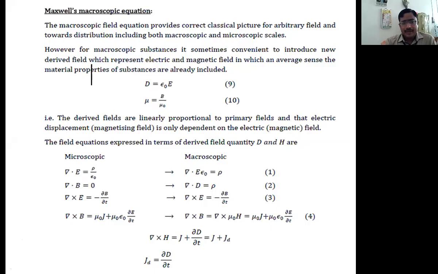मग काय येतं? Let us substitute this value of D here. ते येतं del dot epsilon 0 E is equal to del dot D is equal to rho. This is the first Maxwell's equation in macroscopic form. बघा फक्त काय केलं आपण, D is equal to epsilon 0 E substitute केलं. इथे किंमत टाकली, ह्या इक्वेशनला सिम्प्लिफाय केलं del dot epsilon 0 E is equal to rho. epsilon 0 E ची किंमत D टाकली. Del dot D is equal to rho. This is the first Maxwell's equation in macroscopic form.